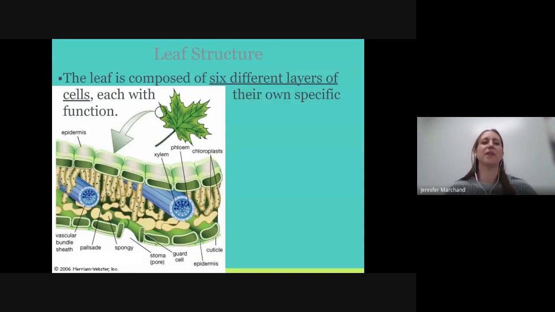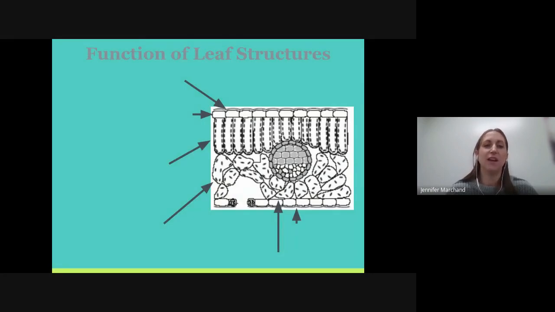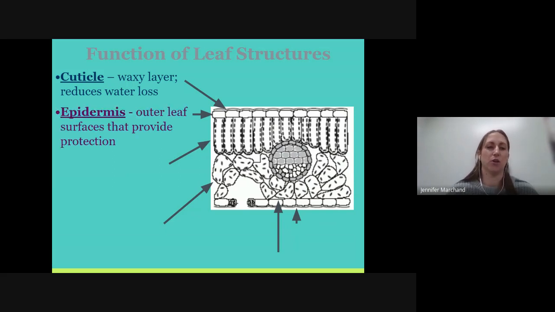Perfect. Here's a little bit more about the leaf structure. So the leaf structure is composed of 6 different layers of cells, each with their own specific function. So you have the cuticle, the epidermis, the lower epidermis, the palisade layer, the spongy layer, and the stomata. Each of these different structures have different functions. So the cuticle is a very waxy layer and it helps to reduce water loss in the plant. The epidermis is going to be the outer leaf surface that provides protection for the plant.